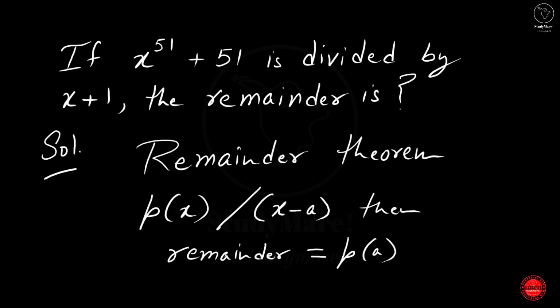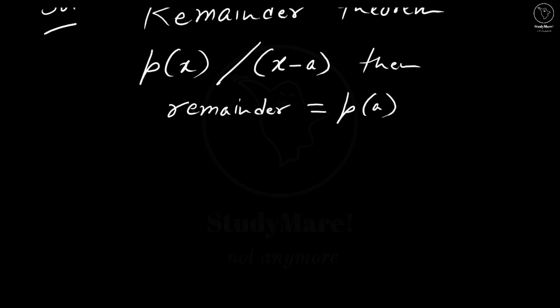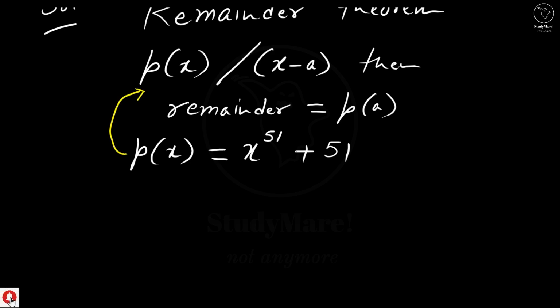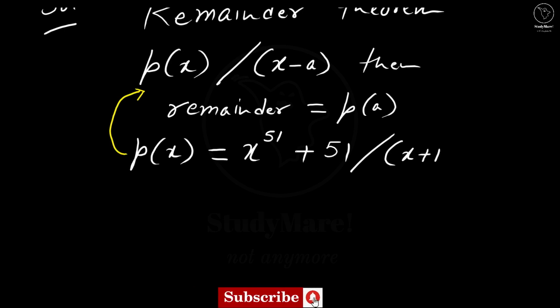We are going to use this theorem to solve this question, and you will see how simple and easy the question is. In this question, the given polynomial is equal to x to the power 51 plus 51. So you see, this is the p(x). Then we have to divide this with a linear polynomial x plus 1.